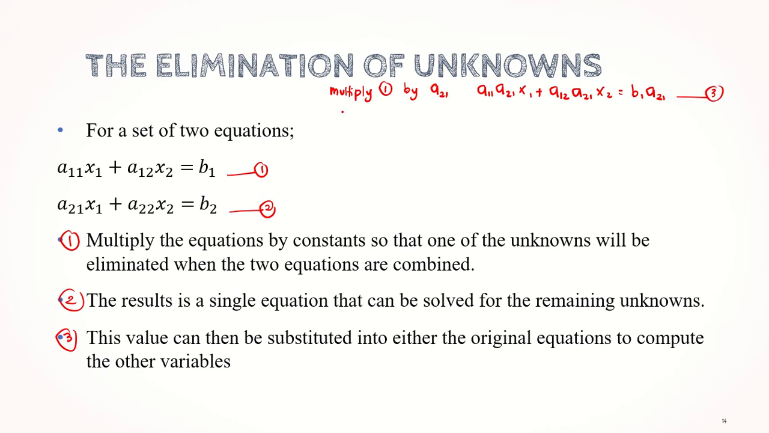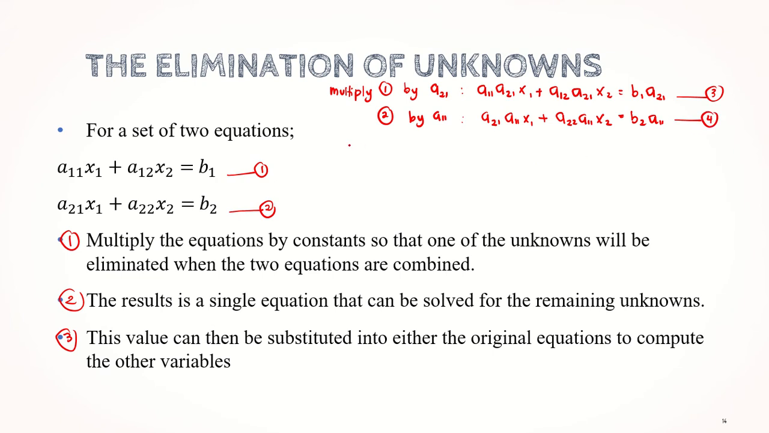Then for the second equation, we multiply it by a11 to get a21 a11 x1 plus a22 a11 x2 equals b2 a11. This we represent as equation 4.